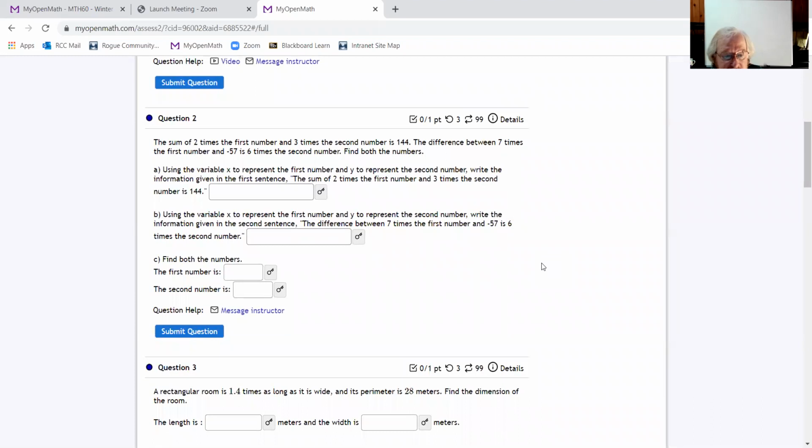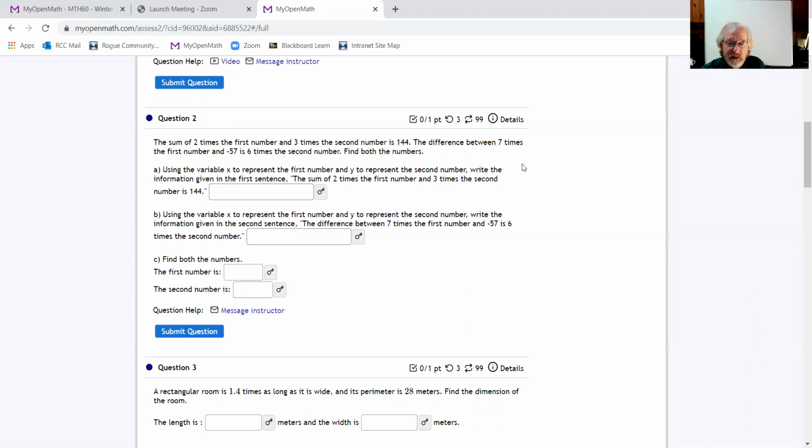And so what does it say? The sum of 2 times the first. So here we're going to do some multiplying, right? 2 times X plus 3 times the Y, right? 3 times the second. So the sum is 144. So it's very similar to just adding them together, but no, we're going to multiply and add them together. Now the second sentence there, a little bit different.